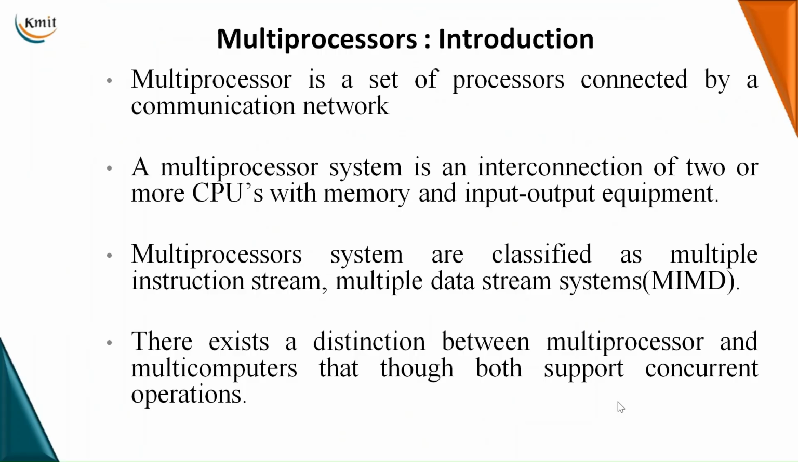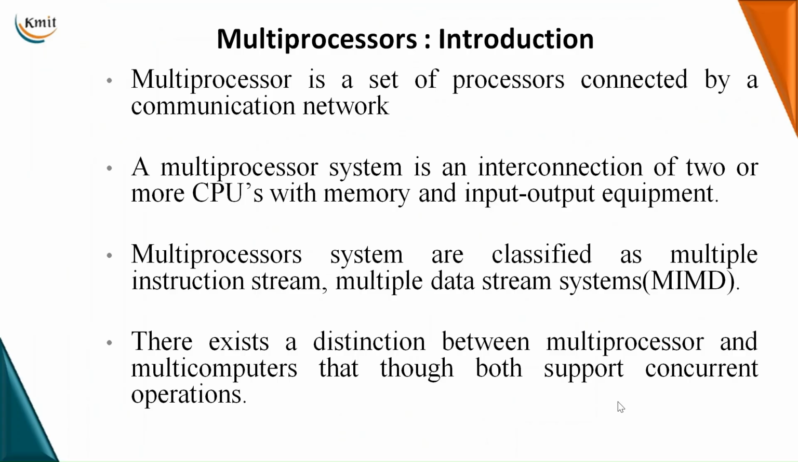Coming to the introduction, multiprocessor, as the name implies, is nothing but a set of processors which are connected by means of a communication network. So a system consists of a set of processors or CPUs which are connected by means of a communication network. Or we can also say a multiprocessor system is an interconnection of two or more CPUs along with its memory and input output equipments which are connected through a communication network.